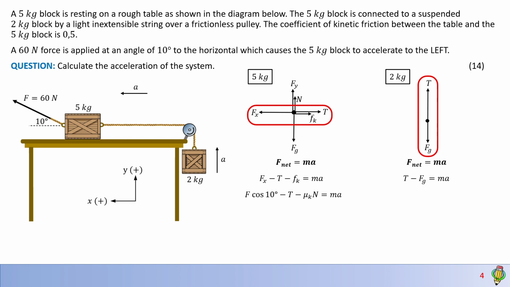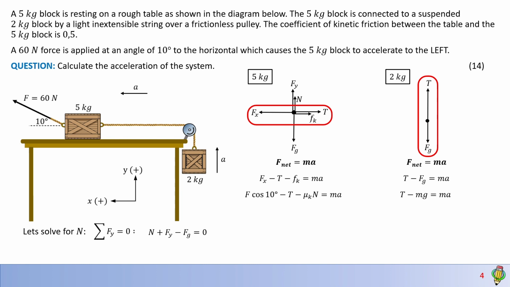Let's look at the 2 kg block. Tension minus mg, because Fg equals mg, equals ma. Then we can solve for the normal force for the 5 kg block, which is resting on a surface. The sum of the forces in the y direction is equal to 0. This is what you always do.